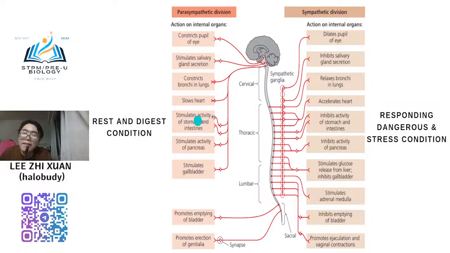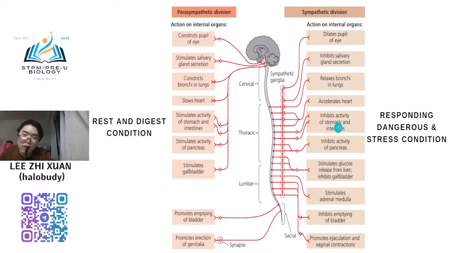You will feel hungry. You will become more hungry. So why? Because of the sympathetic division. Another effect is that it inhibits your pancreas activity and starts to release glucose. That is why people in a very stressful condition more easily gain weight.